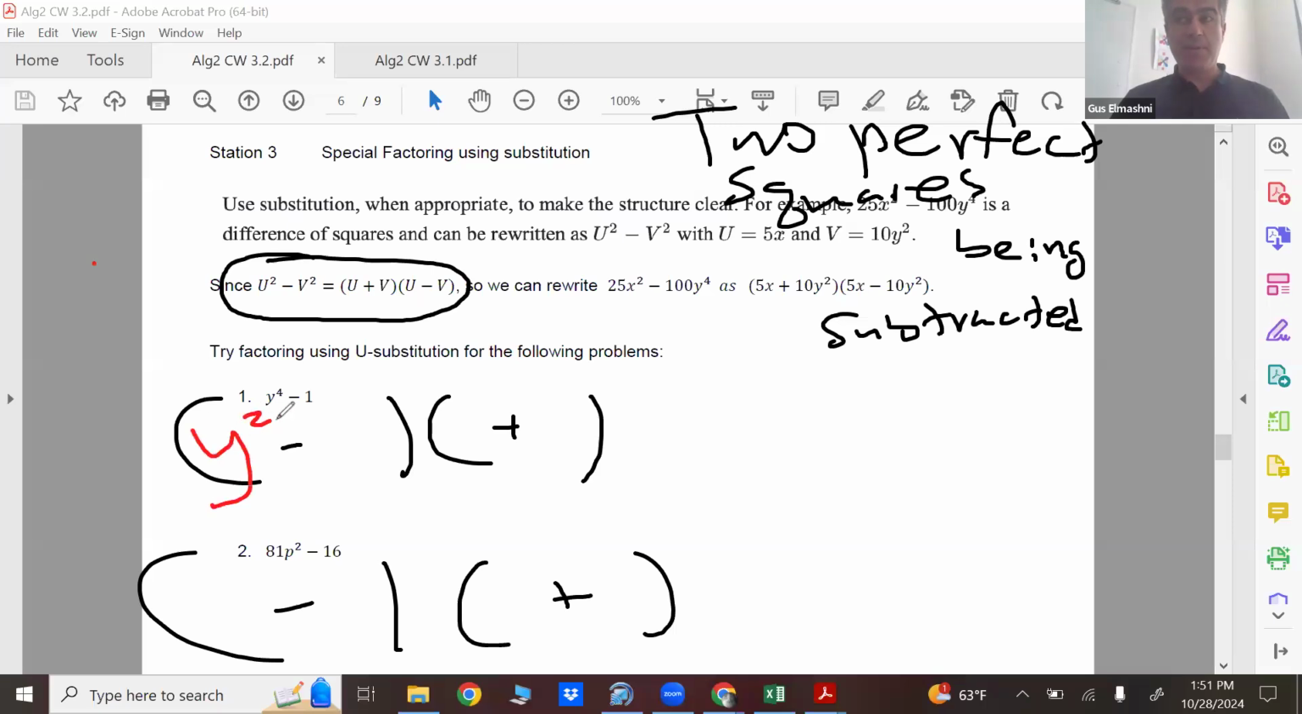That's why I was so bent on exponents, guys. We had to make sure we're cool with that, because you've got to know y^2 times y^2 is y^4. And what's the square root of 1? 1 and 1. Boom, done.